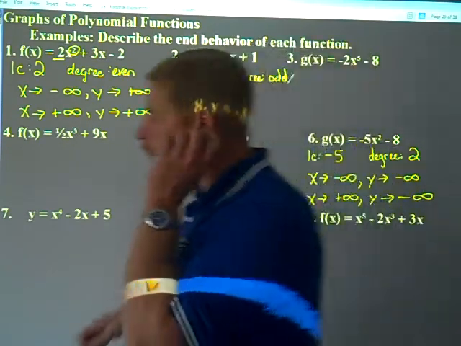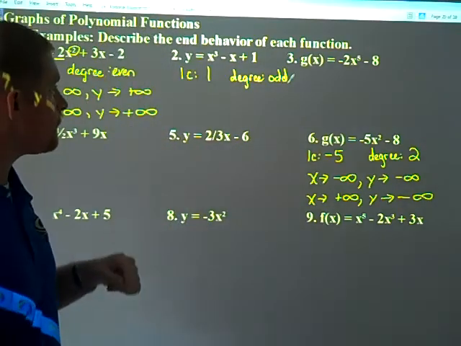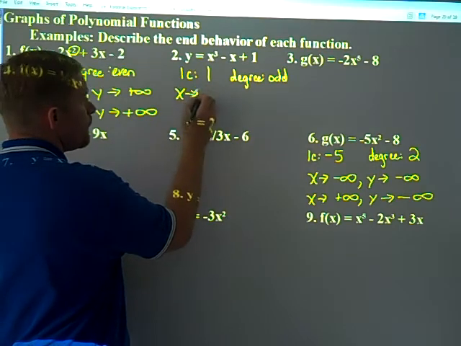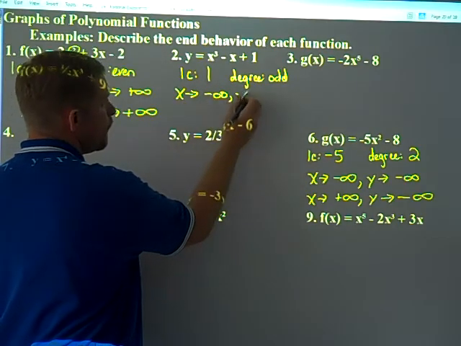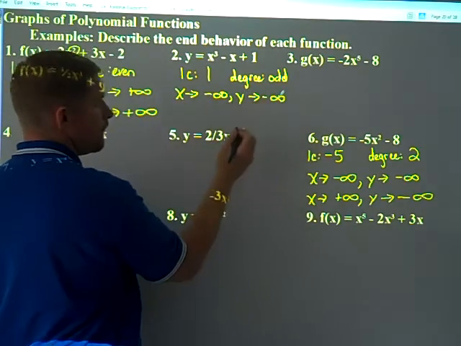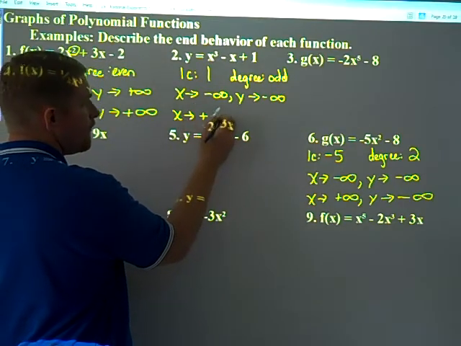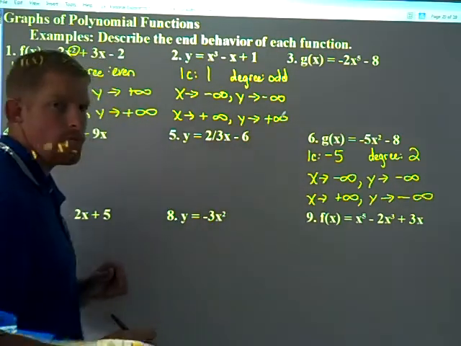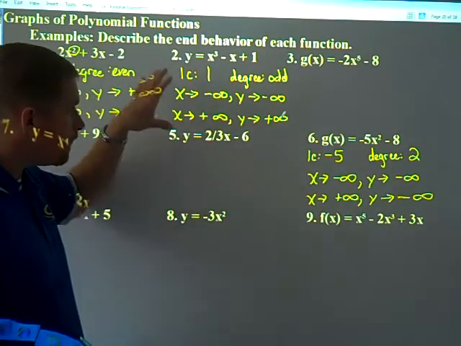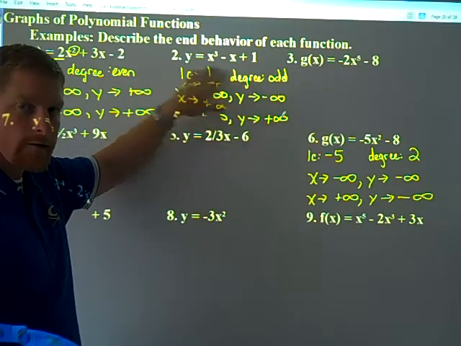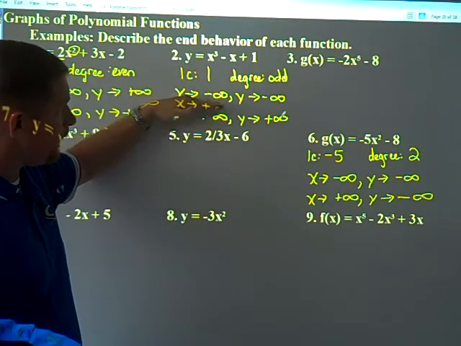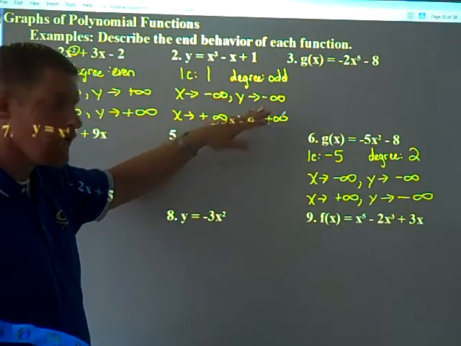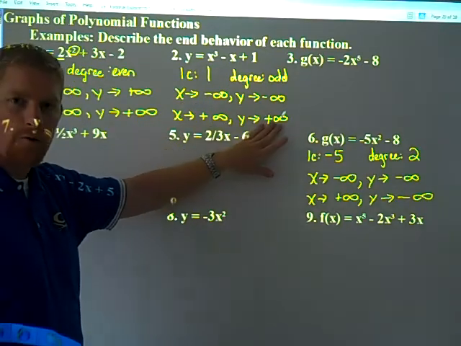Looking at number 2, because the leading coefficient is 1, meaning positive, and the degree is odd, as x approaches negative infinity, y will approach negative infinity. As x approaches positive infinity, y will approach positive infinity. So, when the degree is odd and the leading coefficient is positive, our end behaviors correspond with each other. X goes negative, y goes negative. X goes positive, y goes positive.